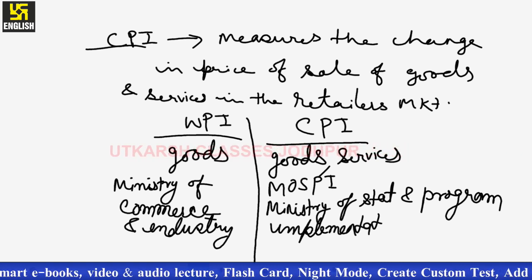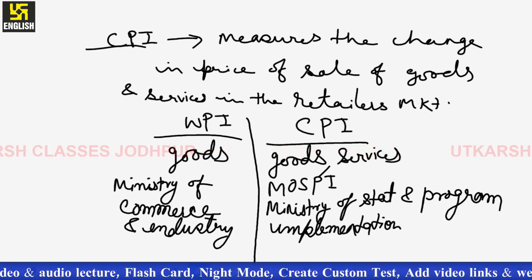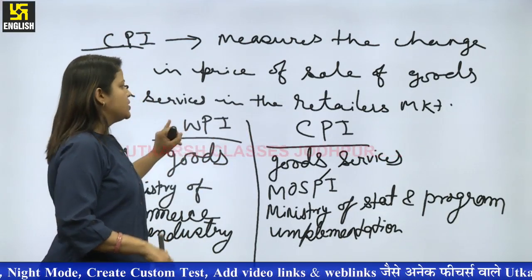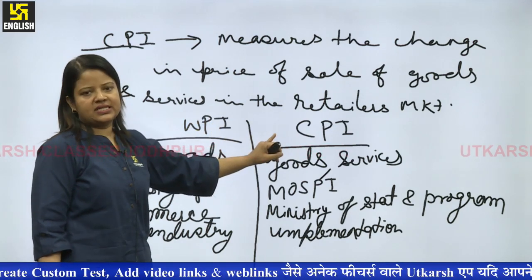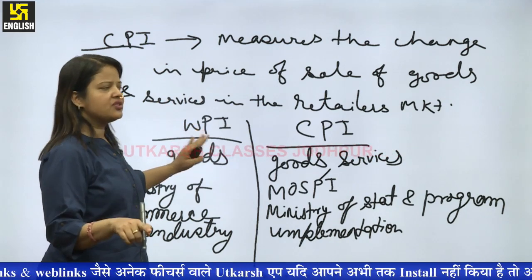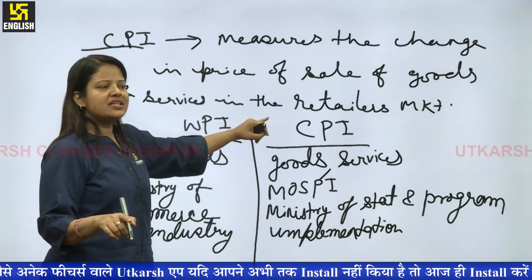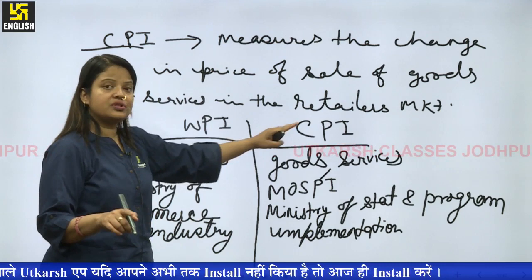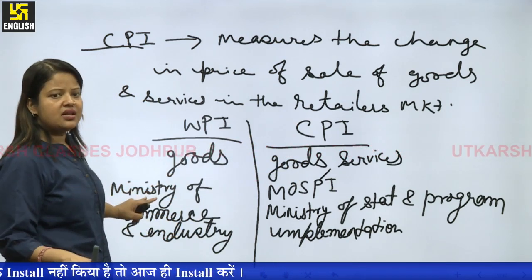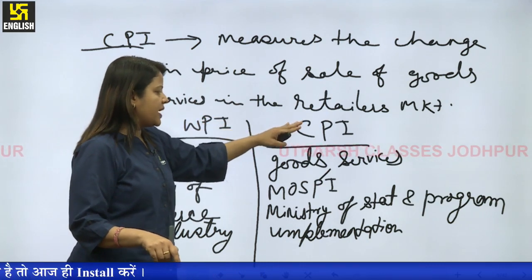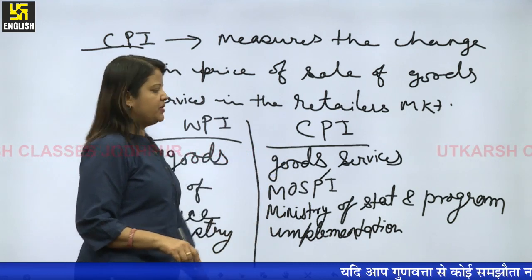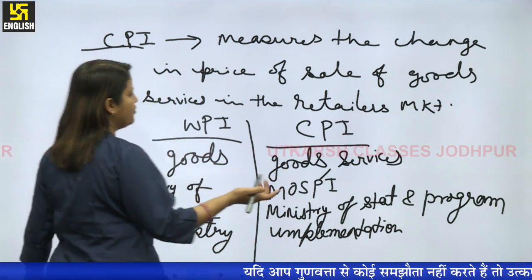Program implementation. So, this is the major difference between WPI and CPI, wholesale price index and consumer price index. Wholesale price index considers the change in the price of goods only, but consumer price index considers the change in the price of goods and services both. WPI is measured by the Ministry of Commerce and Industry, but CPI is measured by the Ministry of Statistics and Program Implementation, that is called MOSPI. And there are different types of CPI.